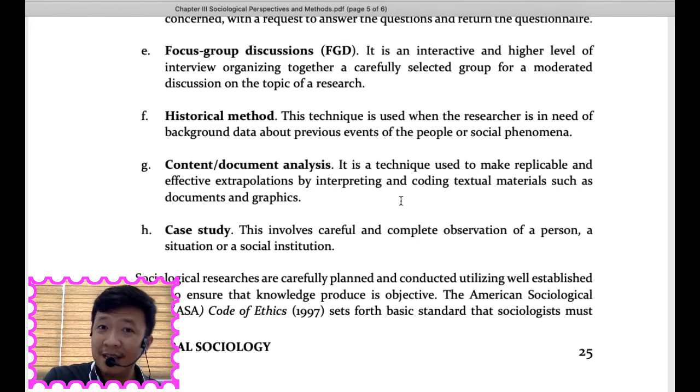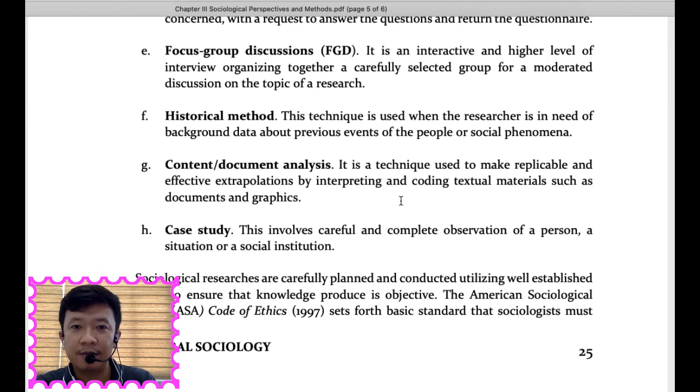Whether correspondences ng mga prisoners sa kanilang mga pamilya, pwede mong i-analyze kung ano yung mga sinasabi nila, given that they have the opportunity to tell something to their relatives or to their family, what do they say? So, pwedeng content analysis ang gawin mo doon.